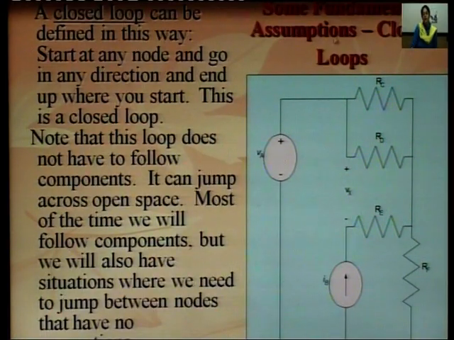Now let's define what is a loop. Next is what is a closed loop. A closed loop can be defined in this way: start at any node and go in any direction and end up where you start. Means you have to start from one node and then come back to the same node. This is a closed loop. Note that this loop does not have to follow components. It can jump across open space. Most of the time we will follow components, but we will also have situations where we need to jump between nodes that have no connections. So what are loops? Closed loops. A closed path, starting from a point, you cross components and then come back to the same point. So this is a closed loop.